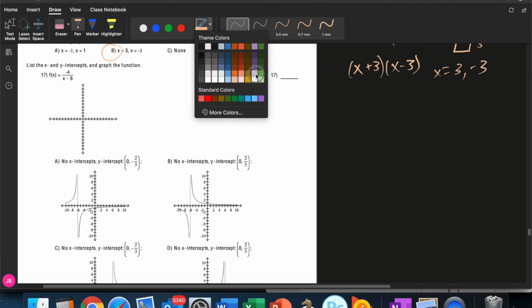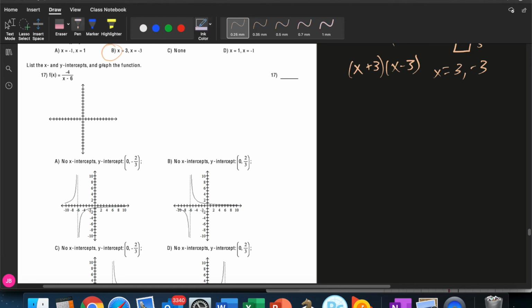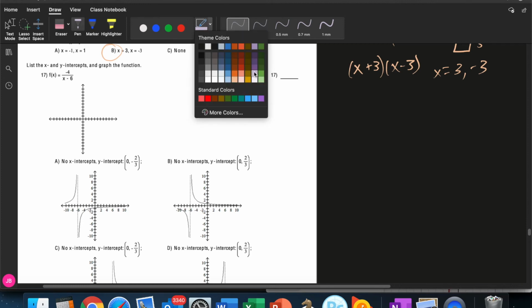For this next one, they're asking us to find the intercepts and to graph the function. Okay, I'm pretty sure we can do that.